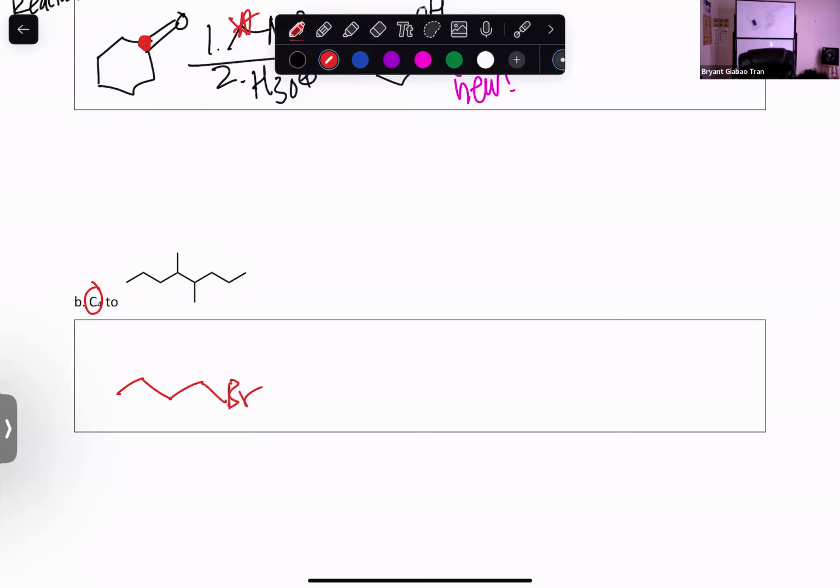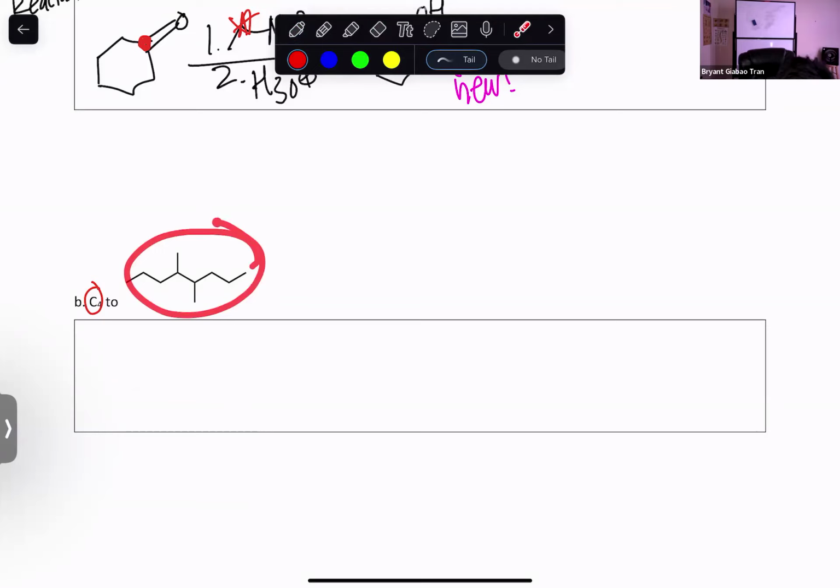Let's see. So this final answer here is just alkanes. There's no oxygens, so it does not come from a carbonyl. 1, 2, 3, 4, 5, 6, 7, 8. 2 methyl groups and carbons 1, 2, 3, 4, and 5. Symmetrical. Let me see what's going on here. Let me try to figure this out.